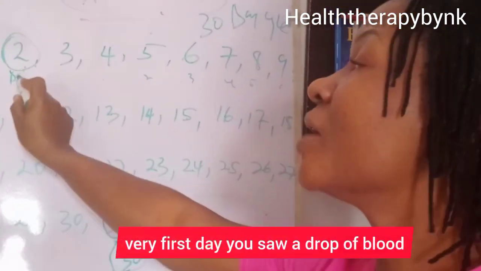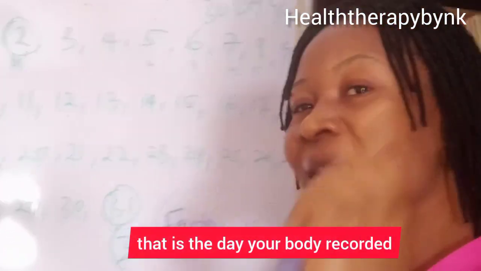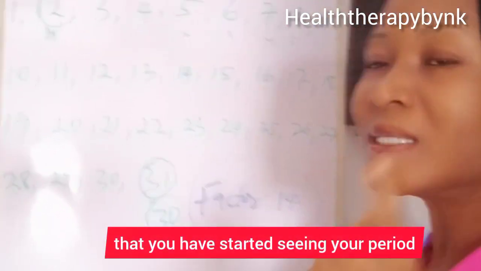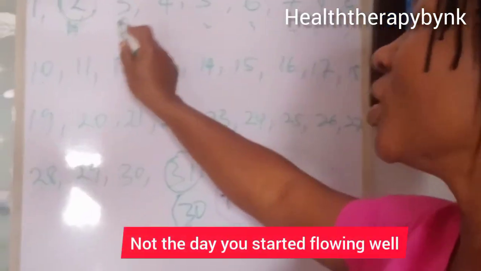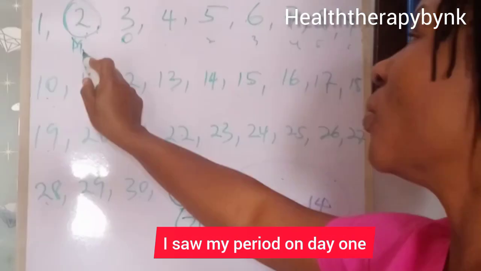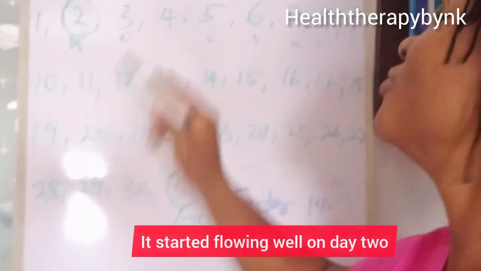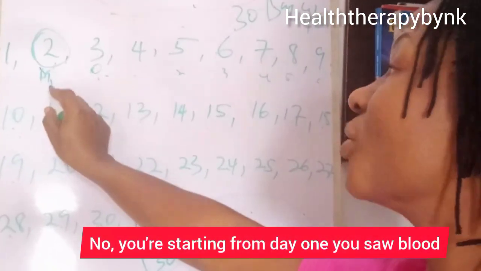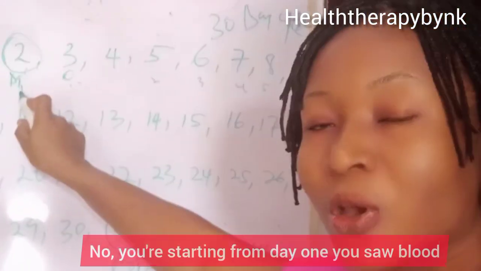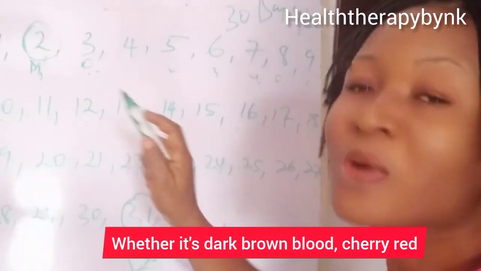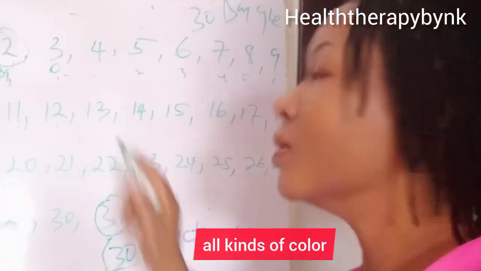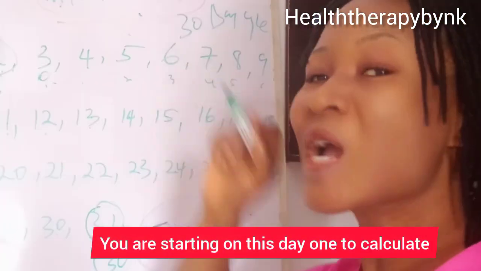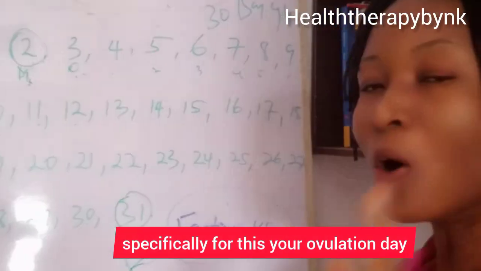The very first day you saw a drop of blood is the day your body recorded that you have started seeing your period. Not the day it started flowing well. Some people will say, "Oh, I saw my period on day 1, but it didn't start flowing well until day 2, so I'll start counting from day 2." No. You start from day 1 that you saw blood, whether it's dark brown blood, cherry red, all kinds of color. We start on day 1 to calculate your ovulation day.